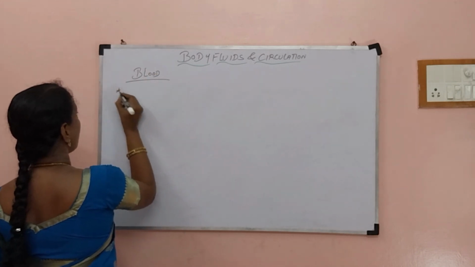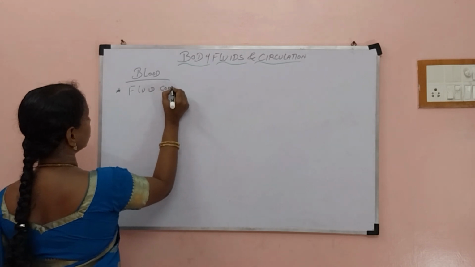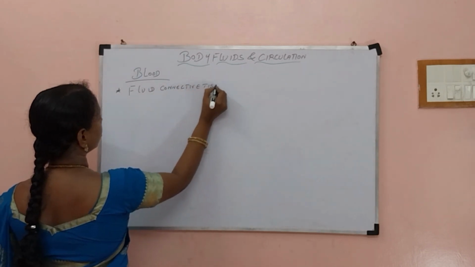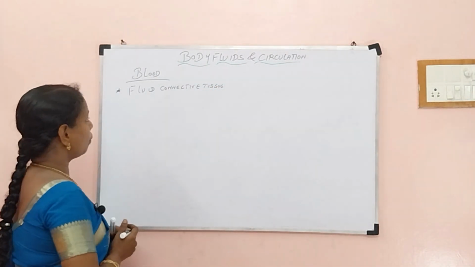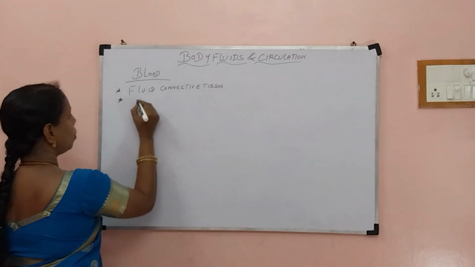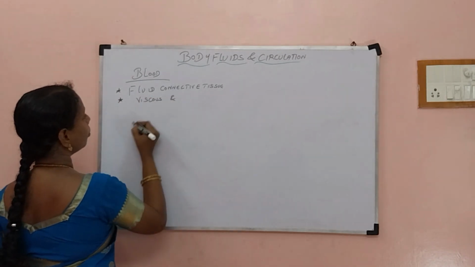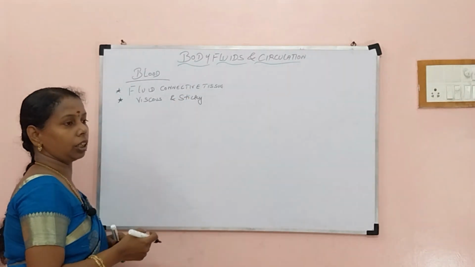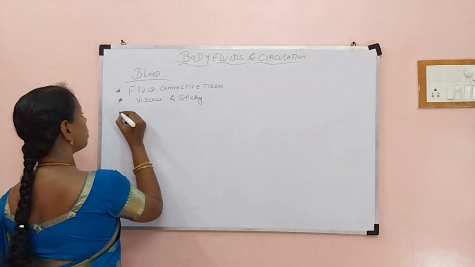You all know blood is a fluid connective tissue. It connects from head to toe, and it is slightly viscous and also sticky. When you compare it with water, as it is a liquid tissue, it is sticky in nature. What is the purpose of blood?